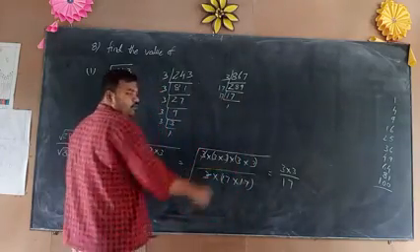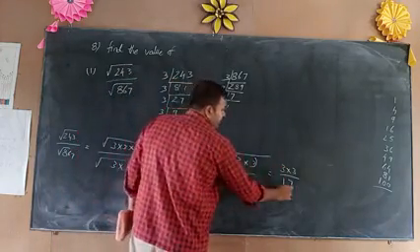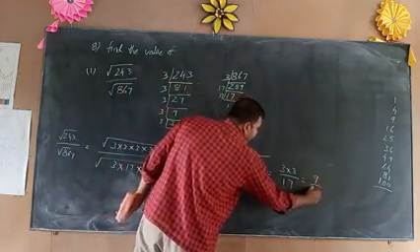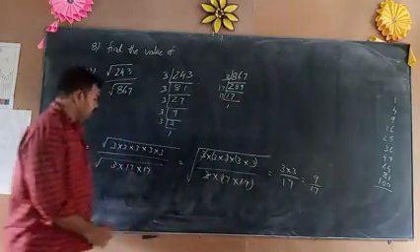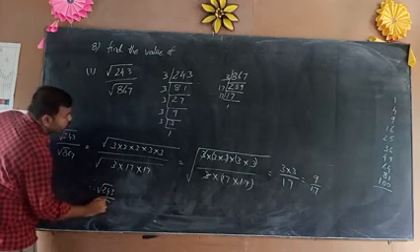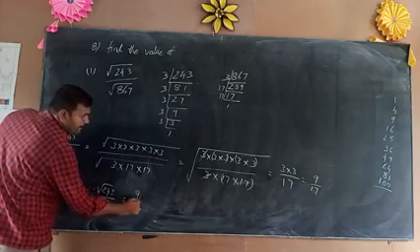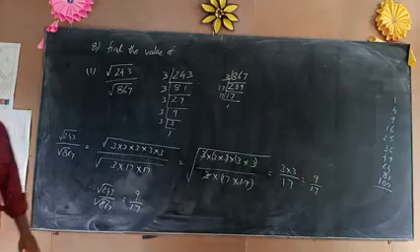Only 2 brackets are there. 2 brackets will use 1 bracket in the prime factor method. So 3 into 3 by denominator 17. 3 3s are 9 by 17. The answer for this sum, therefore, root of 243 by root of 867 is equal to 9 by 17. This is the answer for this sum.